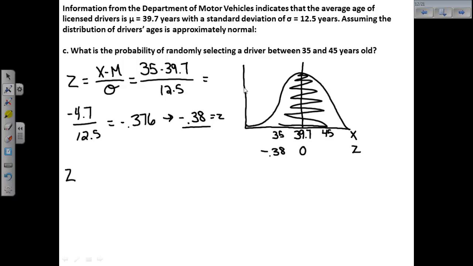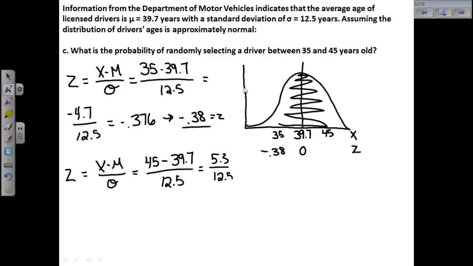Now let's find the z-score for 45. And I'm writing down my formula again just to keep myself organized and make sure I don't make any mistakes. So x is 45 in this case, minus the mean of 39.7, divided by the standard deviation of 12.5. 45 minus 39.7 gives you 5.3, divided by 12.5, and you end up with a z-score of 0.424. Or 0.42 when we go to the unit normal table. And this z-score is positive because it's greater than the mean. It represents an x value that's greater than the mean.